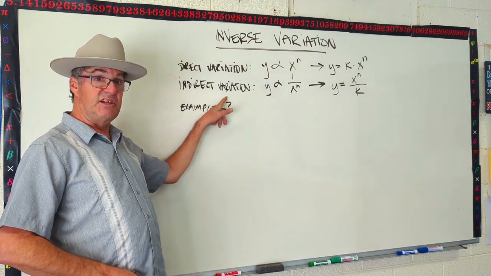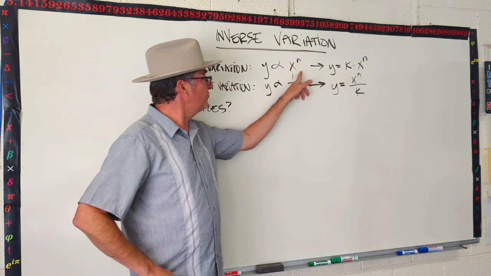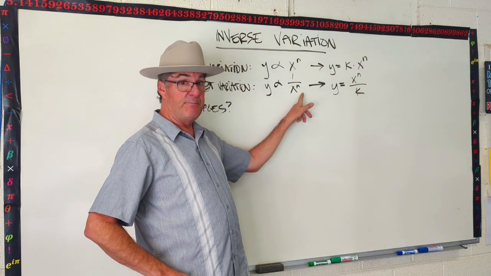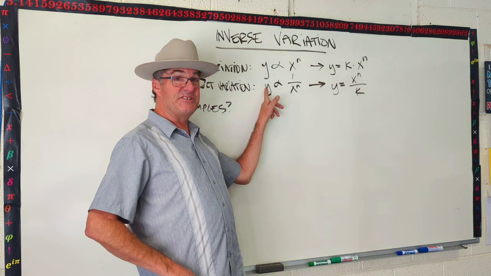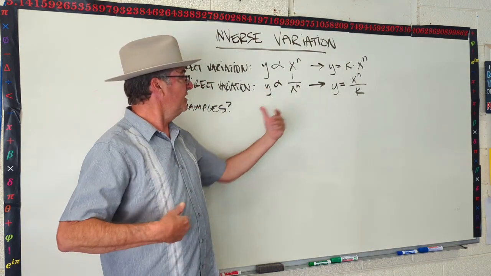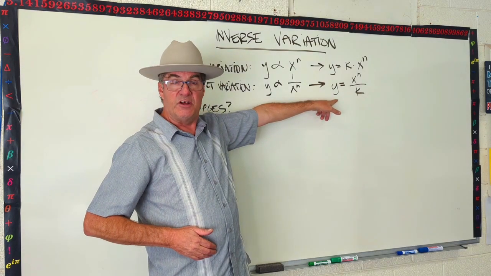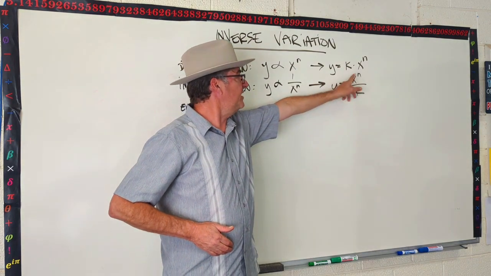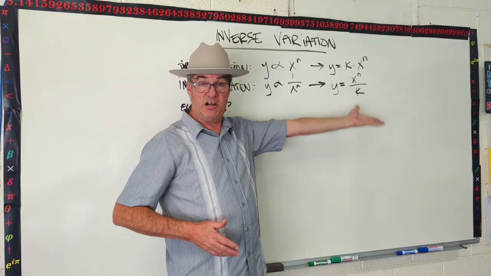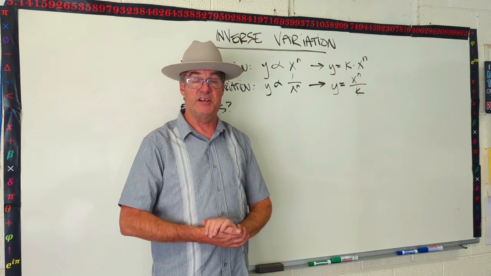Now, inverse variation is a little bit different. y varies as 1 over x to the n. So as this bottom part of the fraction gets bigger, y is going to get smaller. So that's inverse variation. And what we can do is write it more algebraically as y equals k over x to the n. Our constant, our thing that affects our variation.